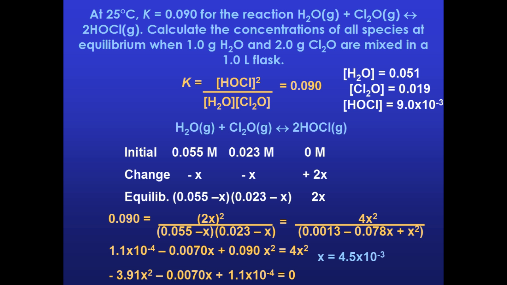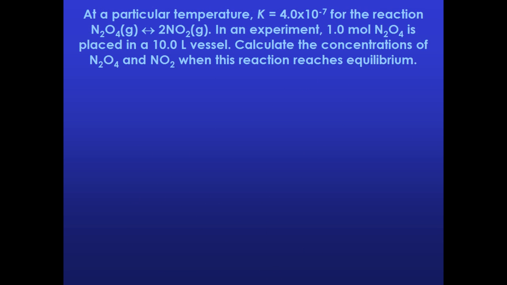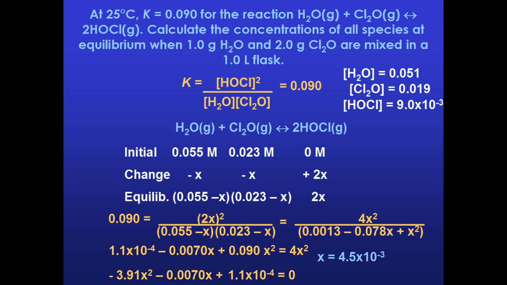You should get that x is 0.0045. I went ahead and did it out as a quadratic, but I know that takes a little bit of time, and there's lots of places where algebra could have issues. So if you want to use the graphing calculator, just make sure you substitute it in accurately. But once you get that x in terms of determining what the intersection is, you can substitute that back into your equilibrium concentrations and solve for what water would be, 0.051, dichlorine monoxide, 0.019, and because you had to double the HOCl, 9 times 10 to the negative third.